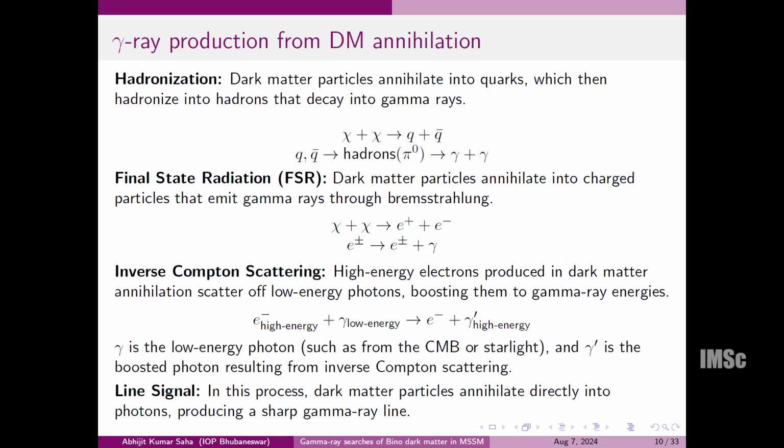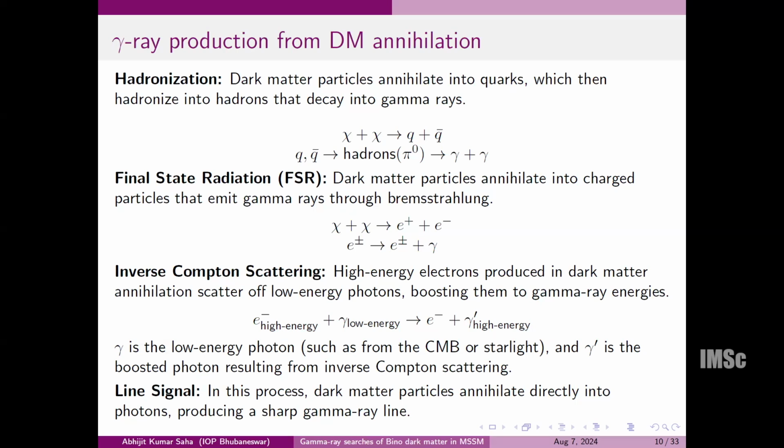There are four possible processes which can give you gamma rays. First one is hadronization. Hadronization is possible when dark matter annihilates to quarks and antiquarks. They form hadrons, and among them pions decay to gamma. So here the distribution of energy is large, and that's why it usually gives you a soft spectrum. This will happen around 200 MeV, at the QCD scale, where quarks are confined.